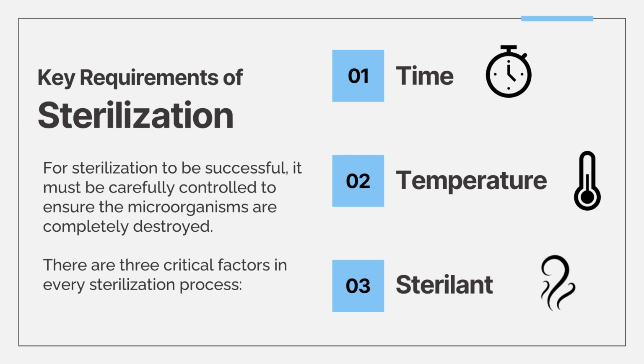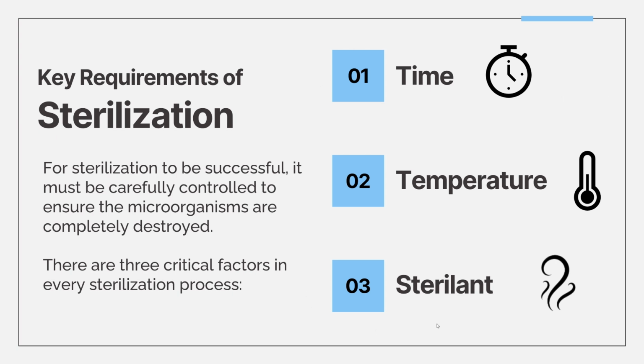So the key requirements of sterilization: we have time, temperature, and the sterilant used. Successful sterilization requires careful control of these three factors. For time, enough exposure time is needed for the sterilant to fully kill all microorganisms. For the temperature, each method has a required temperature range, like 121 to 134 degrees Celsius for steam, to effectively destroy microbes. And the sterilant is the agent used. That could be heat, chemical, or radiation. It must be appropriate for the device and effective against the microbes.